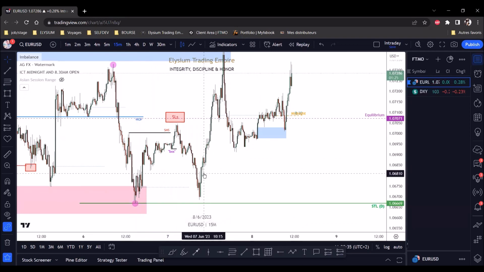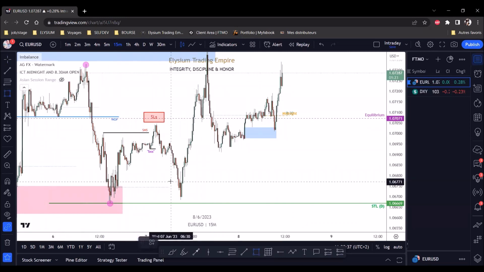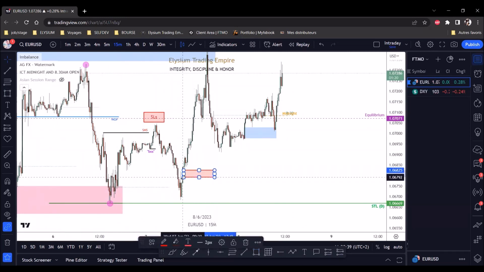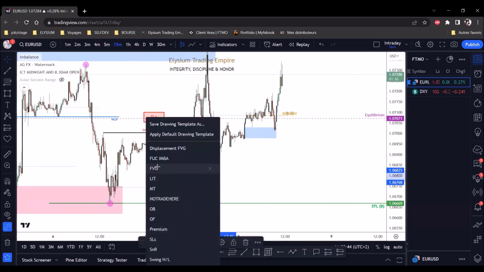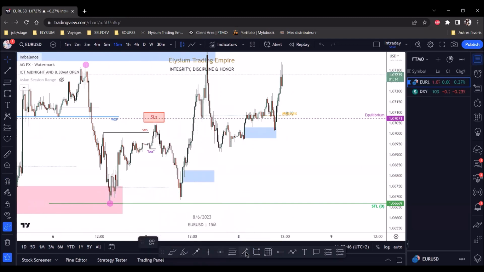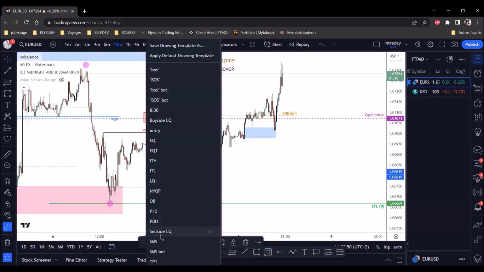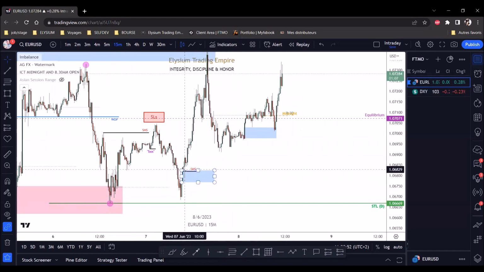And so in the 15-minute, it's pretty clear. Look at this beautiful displacement and fair value gap. And this is a crystal clear shift in market structure again. You can trade from this. It's not a lot of stop loss.